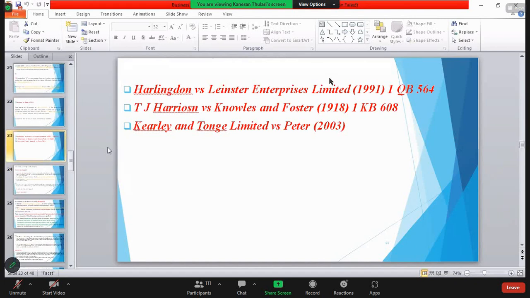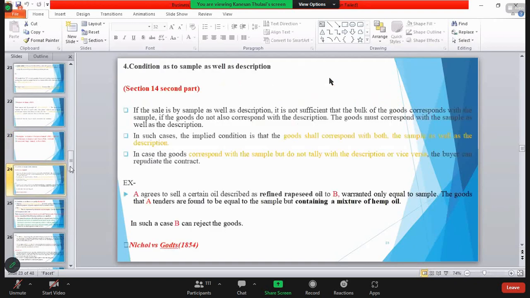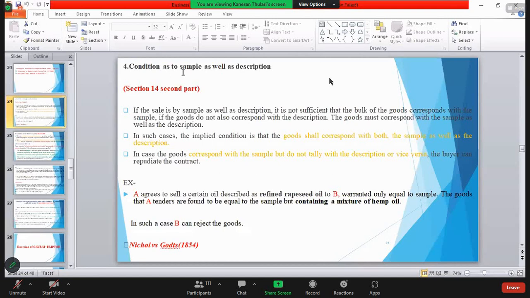And there are cases: Carrington versus Leicester Enterprises Limited, TJ Carrington versus Knowles and Foster, Harris versus Strong and Limited versus Theatre. These are cases regarding conditions as to time. So when you have time, you can read the cases and understand how the condition as to sample works. Students, read the cases regarding conditions as to sample.